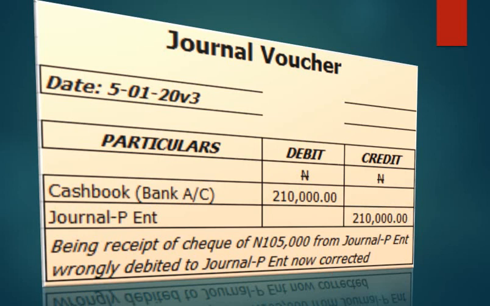And what is the narration? The receipt of check of 105,000 naira from Journal2 Enterprises, wrongly debited to Journal2 Enterprises, now corrected.